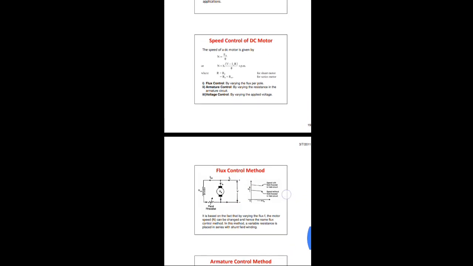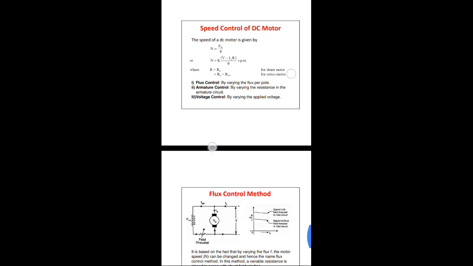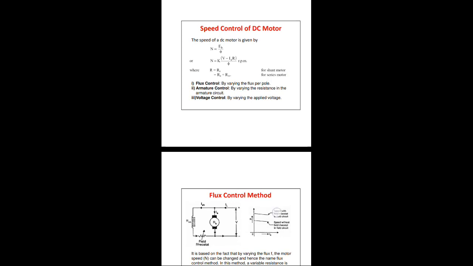You can see speed control of a DC motor here. The speed of a DC motor is given by, as I already told you, N is proportional to Eb by phi, N is inversely proportional to flux. There are two methods. One is the flux control method, another one is the armature voltage control method. Armature control is by varying the applied voltage or by varying the resistance. Two methods I can follow for armature voltage control.